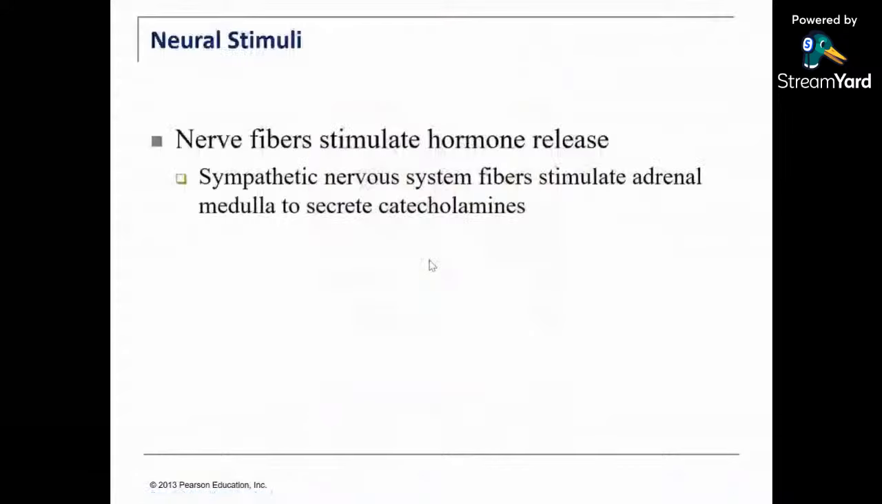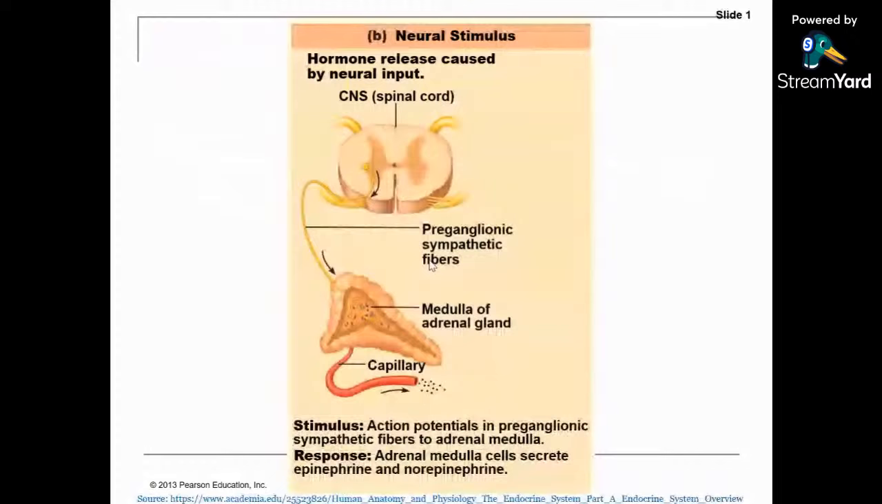Next, neuronal stimuli, where the nervous system takes part to stimulate the adrenal medulla to release hormones. As an example, the sympathetic nervous system stimulates the adrenal medulla, which releases the catecholamines, epinephrine and norepinephrine.